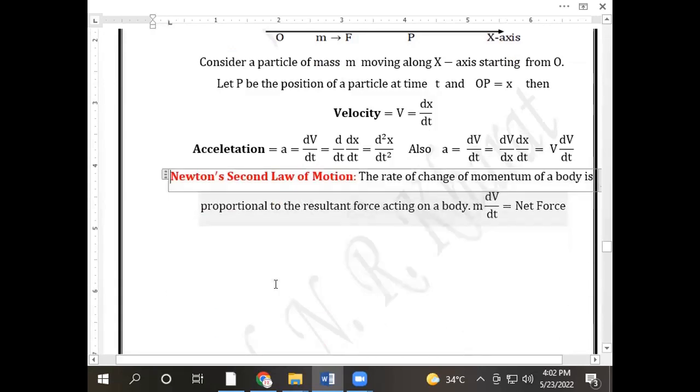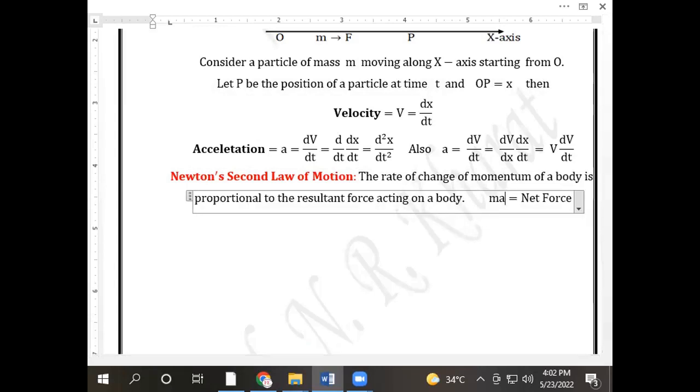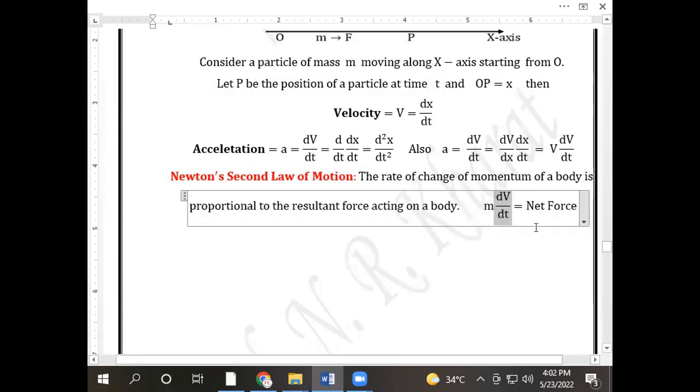And we know Newton's second law of motion: the rate of change of momentum of a body is proportional to the resultant force acting on the body. So mass into acceleration, and the acceleration can be replaced with the help of velocity, m dv upon dt, is equal to the net force applied on the body.